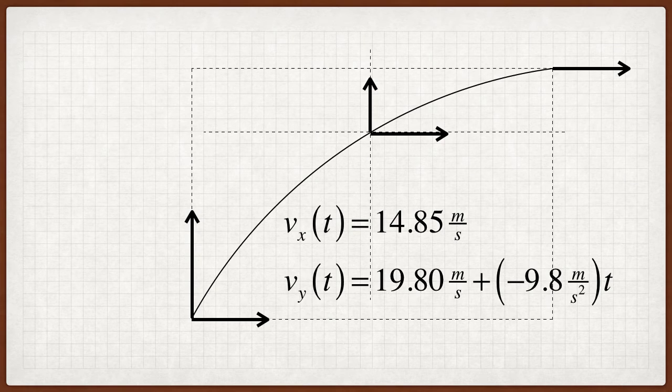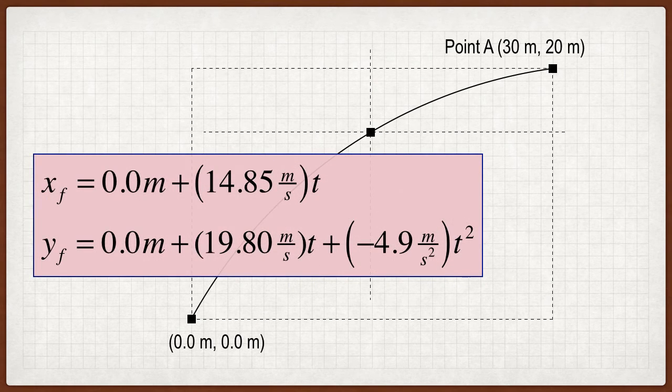Now, what are the equations of motion for the position? X of t and y of t. Here they are. All right. Now, the first one, x subscript f, or you could write x of t if you want. X of t.